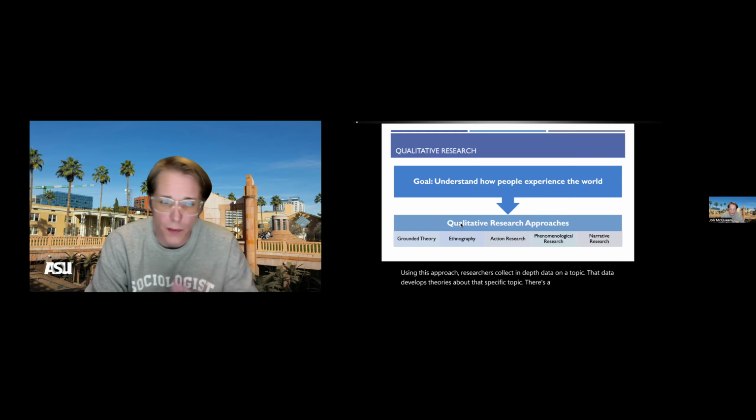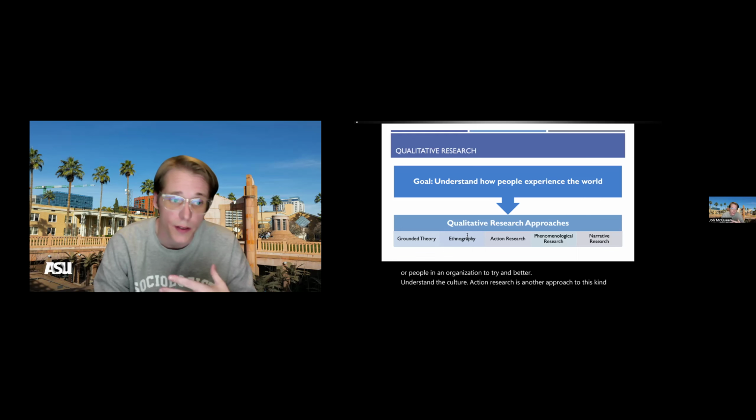There are a lot of ifs or buts about the idea of whether someone can truly be grounded when we're looking at this type of approach, but it is a method that is used. Another approach is ethnography. In ethnography, researchers immerse themselves in a group or people in an organization to try and better understand the culture. Action research is another approach to this kind of qualitative research.